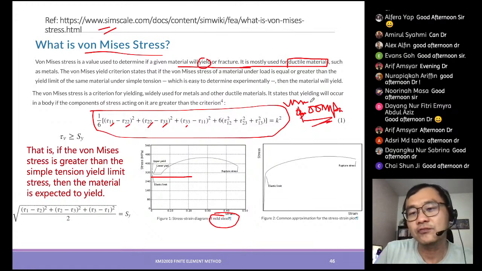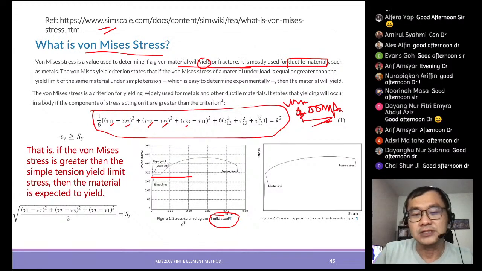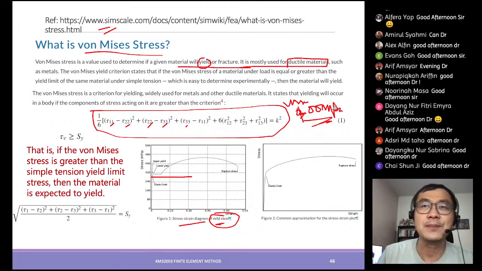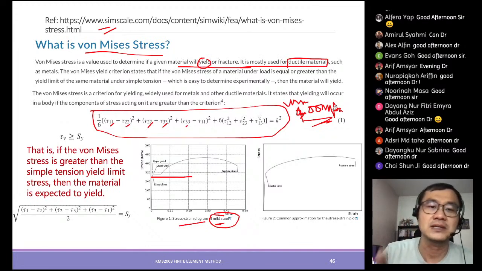So whatever we get, we still have to interpret, and this interpretation is based on the knowledge that we have, based on the stress-strain diagram of your material, maybe mild steel, aluminium, or whatever it is, to check whether the design part will actually yield or fracture or not. That would be the von Mises stress usefulness.